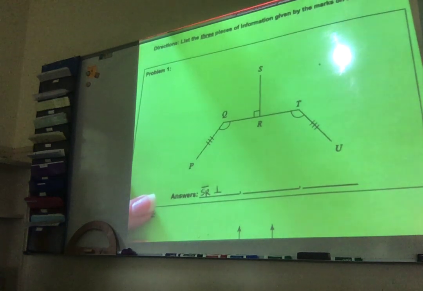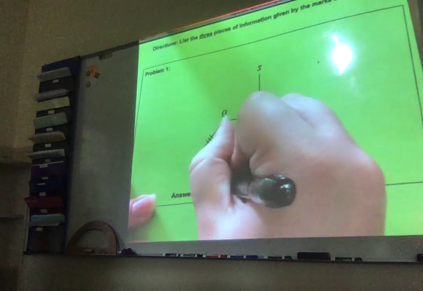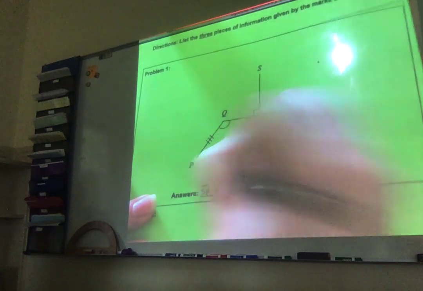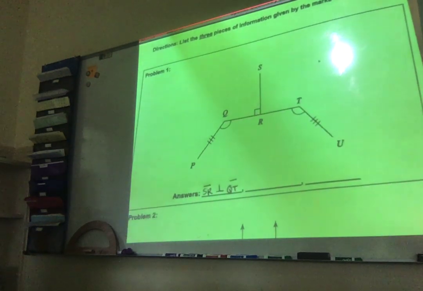You could also just name it QT if you want. Okay. Alright? It's a little bit shorter, QT. So that is one statement you can write. But otherwise it would be QRT, right? It could be QRT. Yeah, neither one is wrong.